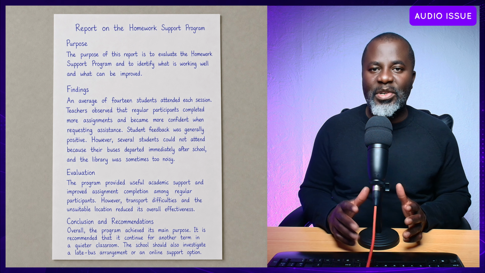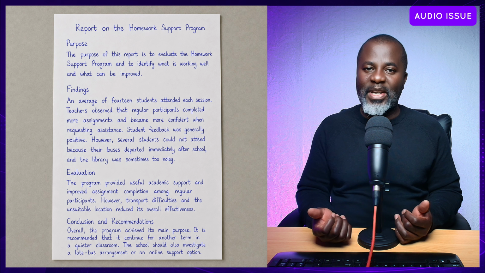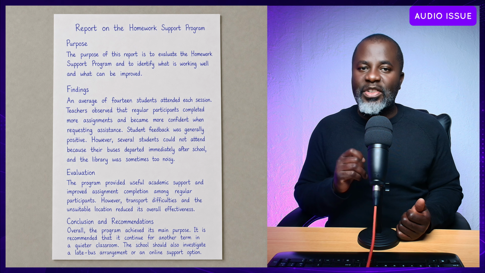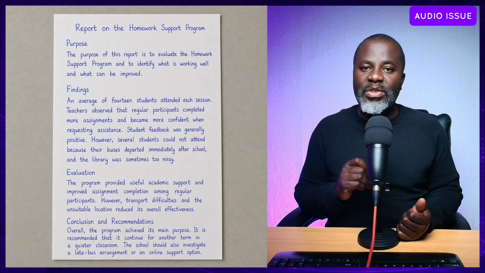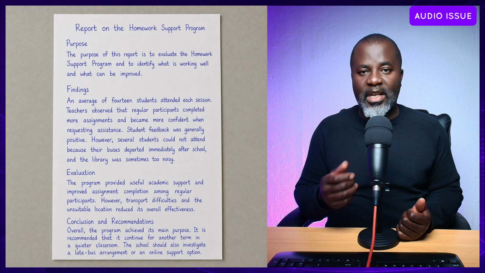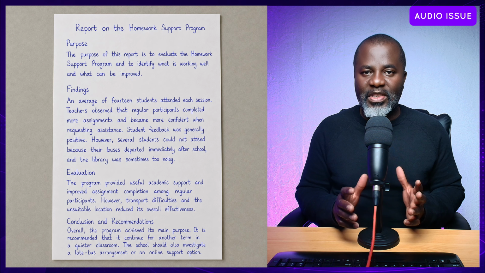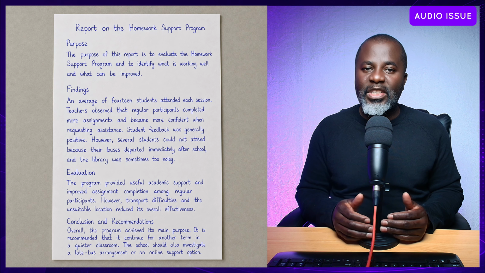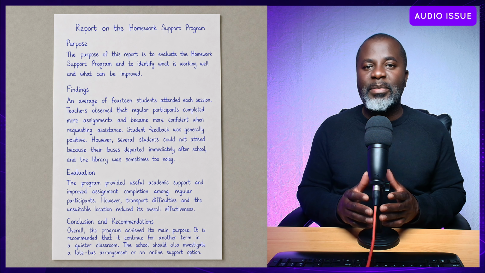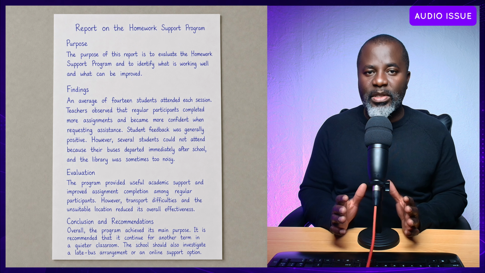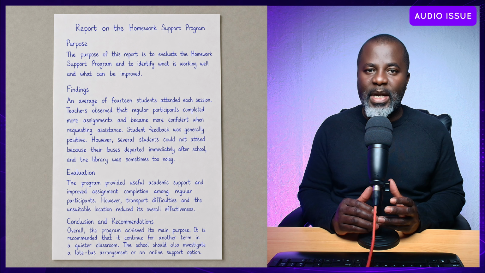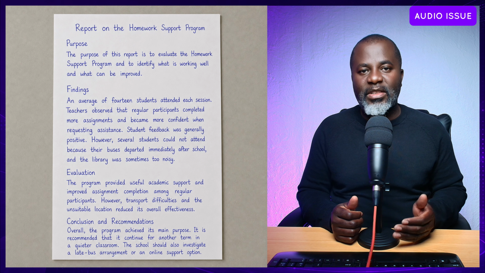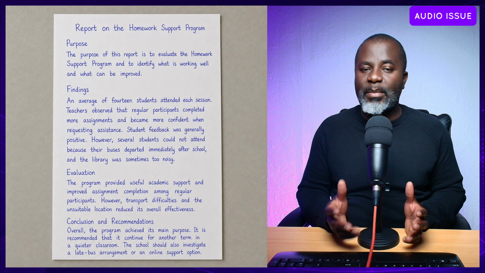Now, look at the model conclusion and recommendations that we have. Overall, the program achieved its main purpose. It is recommended that it continues for another term in a quieter classroom. The school should also investigate a late bus arrangement or an online support option. These recommendations directly respond to the problems identified earlier in the report. The noisy library is addressed by moving the sessions to a quieter classroom. The transport problem is addressed through a late bus or an online support option.